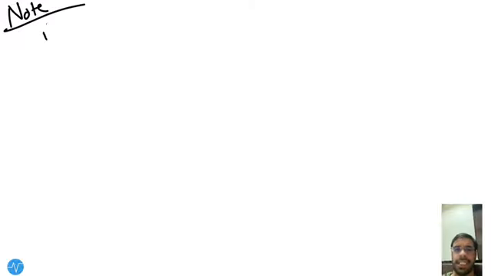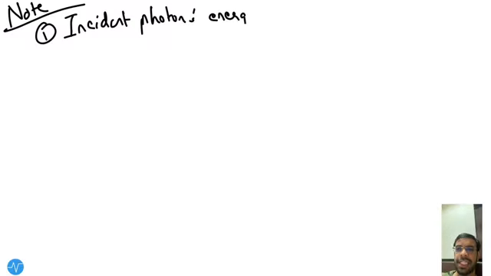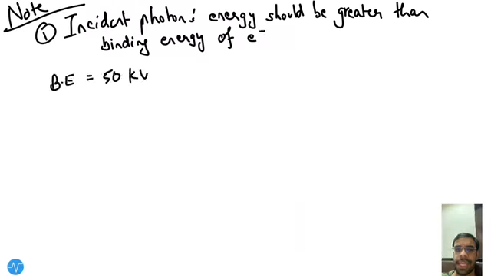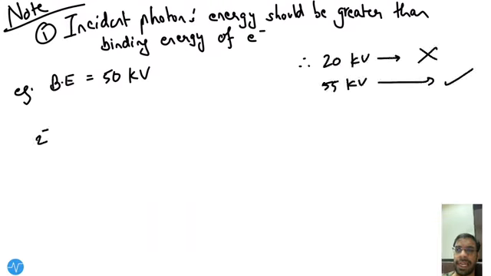Now let us study some important notes about the photoelectric effect. First, the incident photon or X-ray energy which is coming should be greater than the binding energy of the electron in the K shell. Suppose the binding energy is 50 kilo electron volts. Therefore, if the incident photon energy is 20, nothing will happen. But if it is 55, then it's a yes.